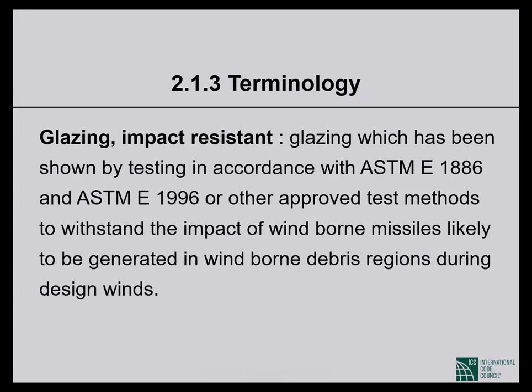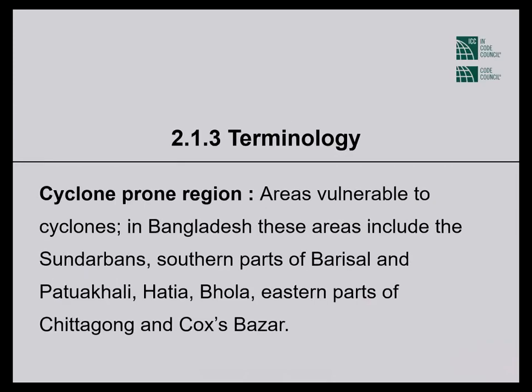Impact resistant glazing: glazing which has been shown by testing in accordance with ASTM such and such or other approved test methods to withstand the impact of windborne missiles likely to be generated in the windborne debris region, definition coming up, during design winds. So, impact resistant glazing.